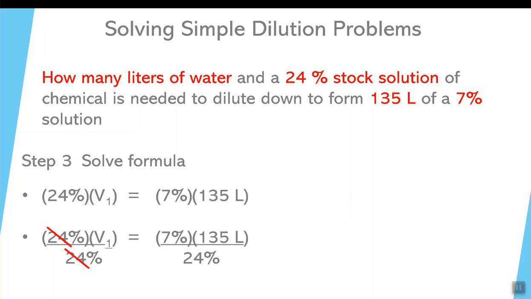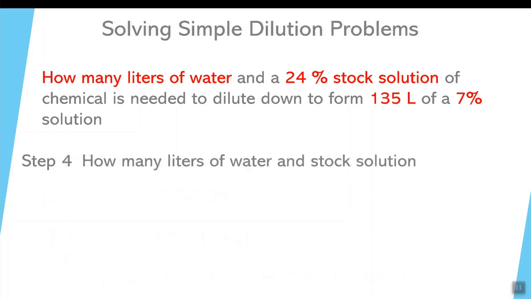And notice how the units on the percentage cancel out. And what will you be left with? You're going to be left with a unit of liters. And notice that liters is the acceptable unit for volume. The answer is about 39.375 liters of the 24% stock solution.